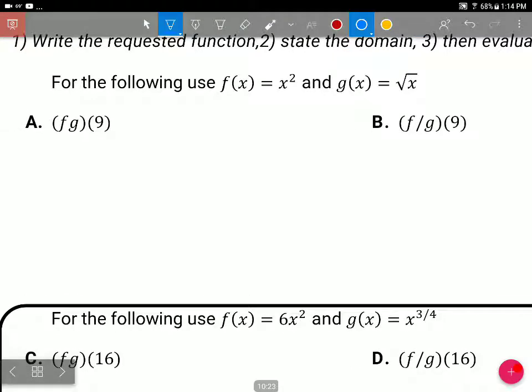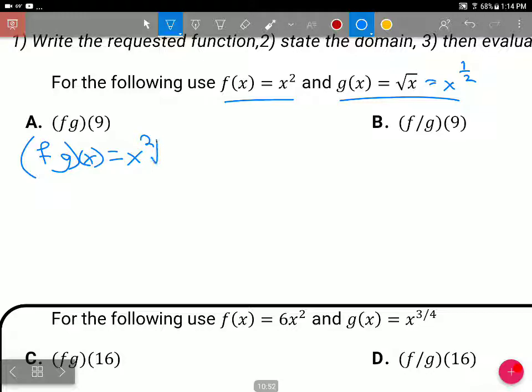All right, so for the following, use f of x equals x squared, and g of x equals the square root of x. Now this is one of those times that I'm actually going to use, instead of the square root of x, x to the 1/2. And I'll show you why when we do this. So fg of x, what is it telling me to do to these two? Multiplying. So fg of x will equal x squared times the square root of x.